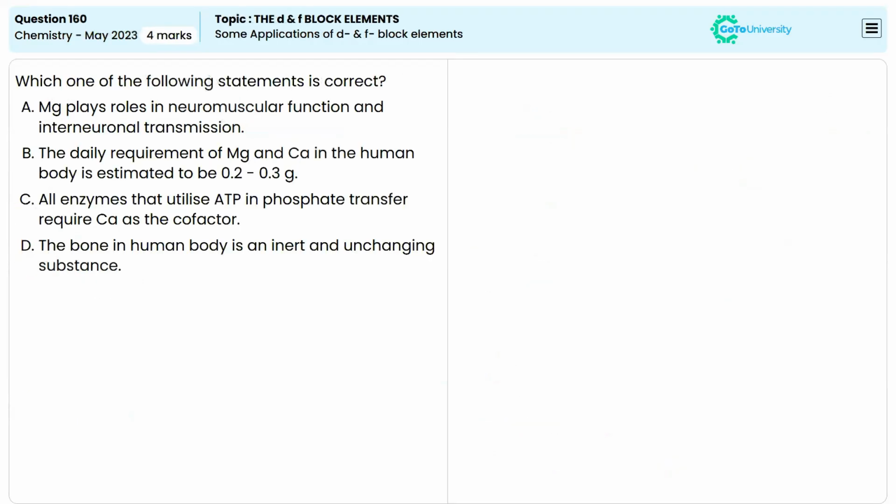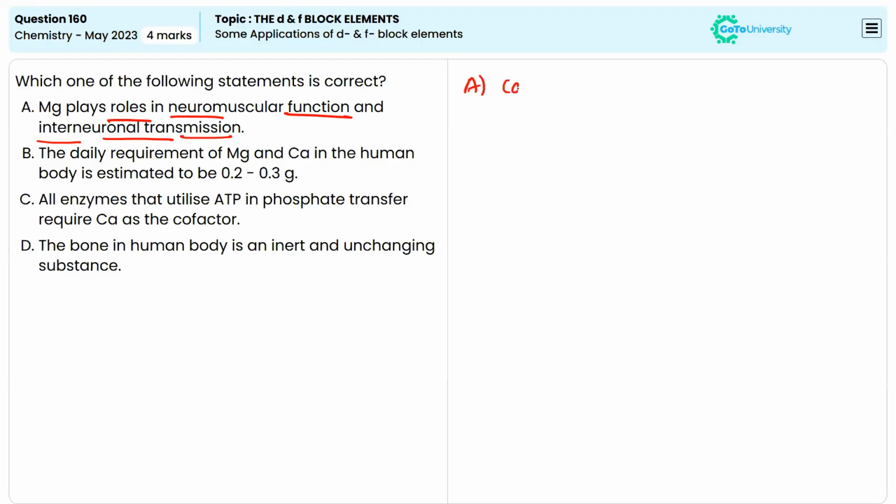Next question. Which of the following statements is correct? So we have four different statements here. We have to choose the correct one. Okay, so let us see each and every option given here. The first one is: magnesium plays a role in neuromuscular function and interneuronal transmission. Both intraneuronal transmission and neuromuscular function depend on calcium, not magnesium.